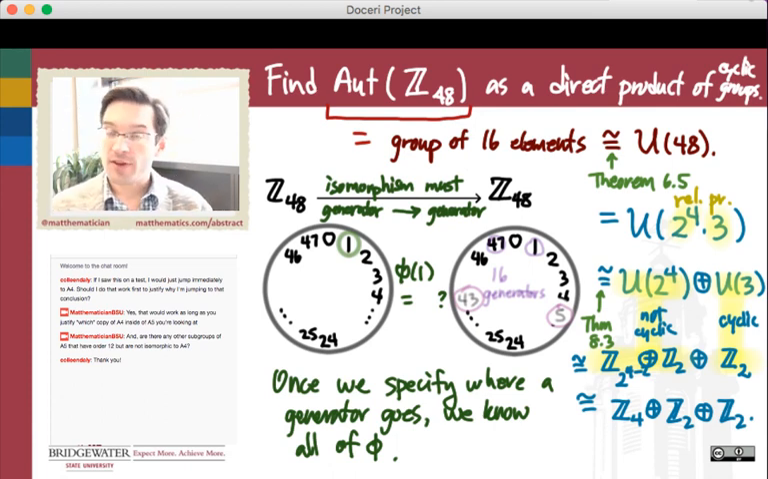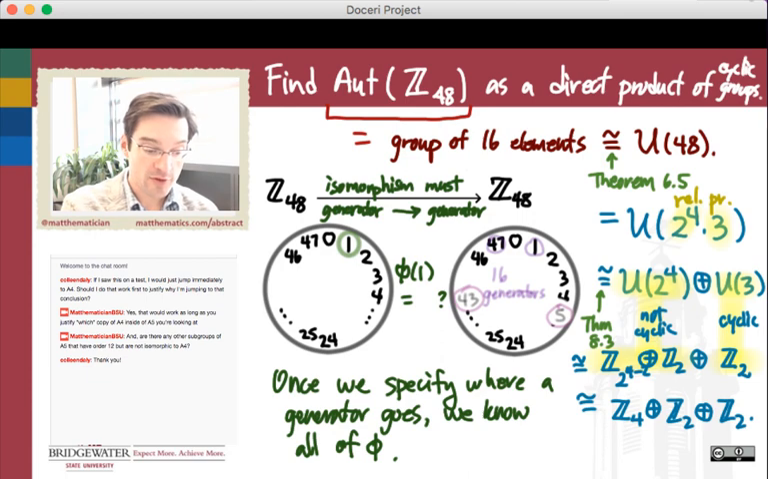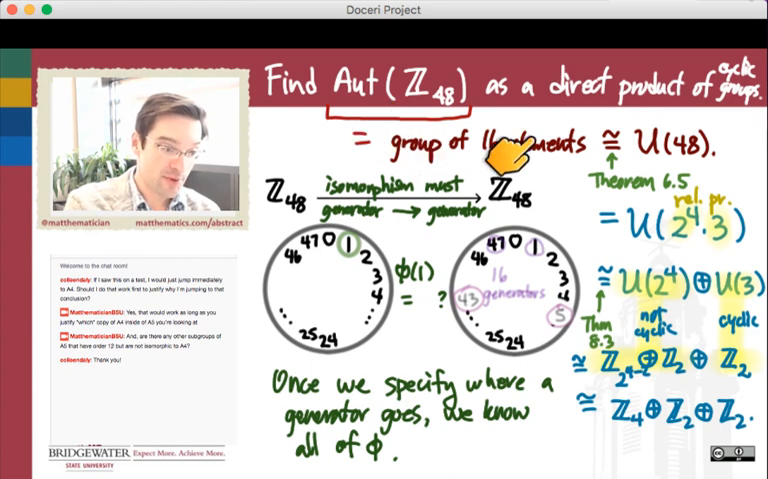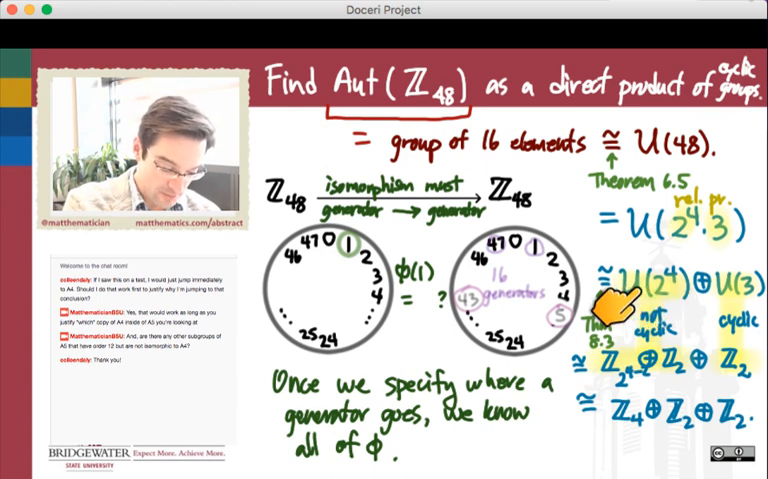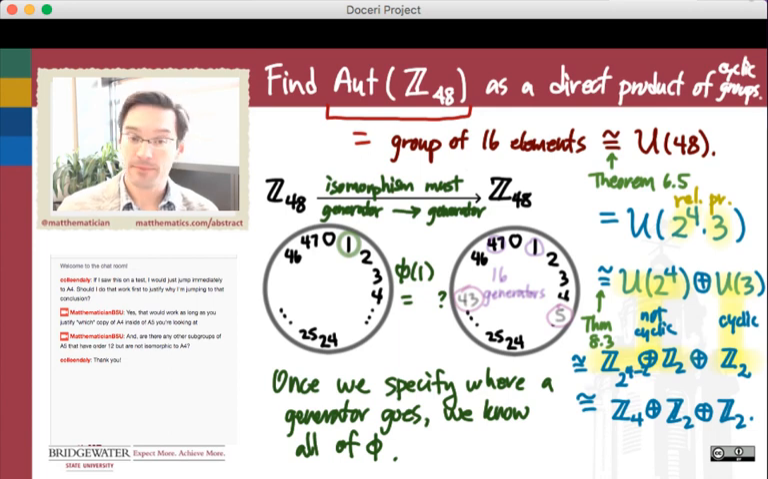So if I want to understand the algebraic structure of the automorphism group of Z48, the first thing I would do is realize that this group is isomorphic to U48. And then we know how to decompose any U group into a direct product of Z groups, just by first finding its prime factorization, then splitting a direct product across that prime factorization of U groups, and then transferring those U groups to Z groups using this last theorem that we had.